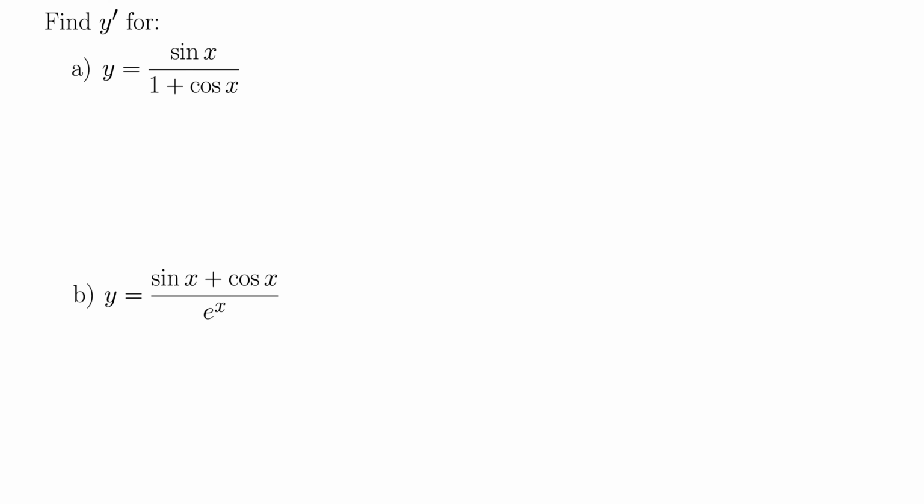Here we have two examples of finding the derivative of trigonometric functions. Part A says y equals sine x over the quantity 1 plus cos x, and we're asked to find y prime. So we just need to remember a couple of things here.